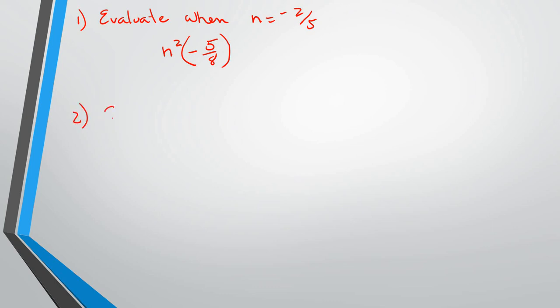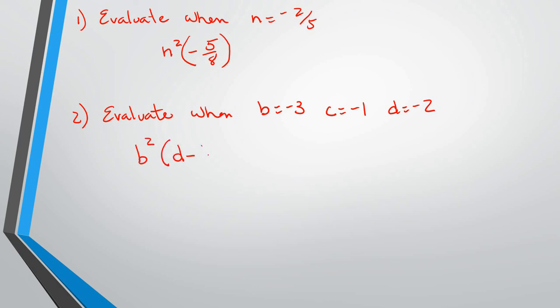The second one, evaluate when b equals negative 3, c equals negative 1, d equals negative 2. Lots of negatives I'm throwing in at you. So you're going to evaluate b squared times d minus 3 times c. Again, using these values. So work through both of those problems. Have them ready when you come to class. But that's it for the video.